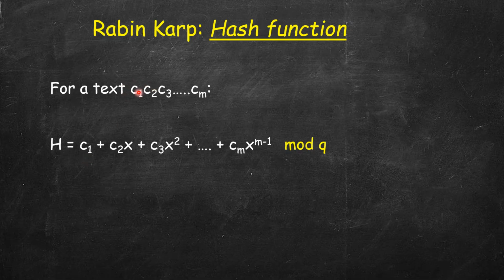So C1 is the character. By character we mean the ASCII value of this character. For example, the ASCII value of capital A is 65, small a it's 97, small b it's 98, and so on. So first character, then second character times C2x plus C3x square all the way up to Cm x^(m-1). And we will be taking modulo some number, because this can become very big and it can overflow, and after overflow you may not get the desired result. So we keep taking modulo some quantity so that it's within some range.